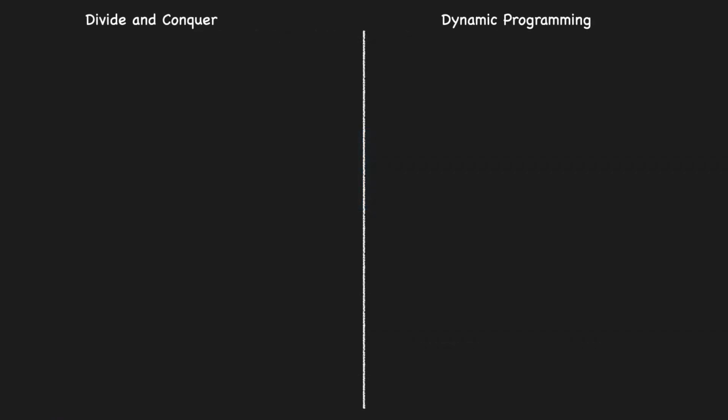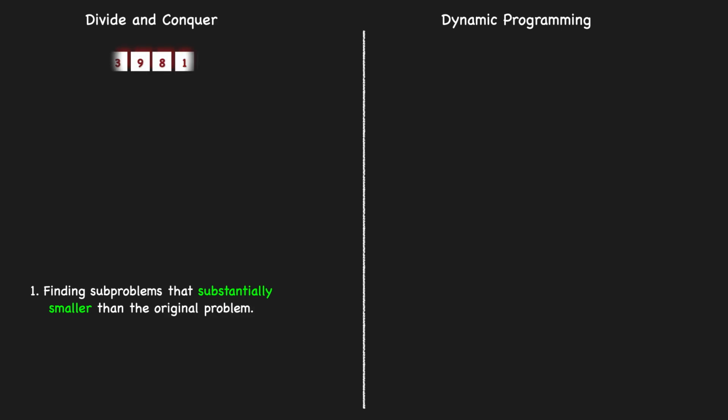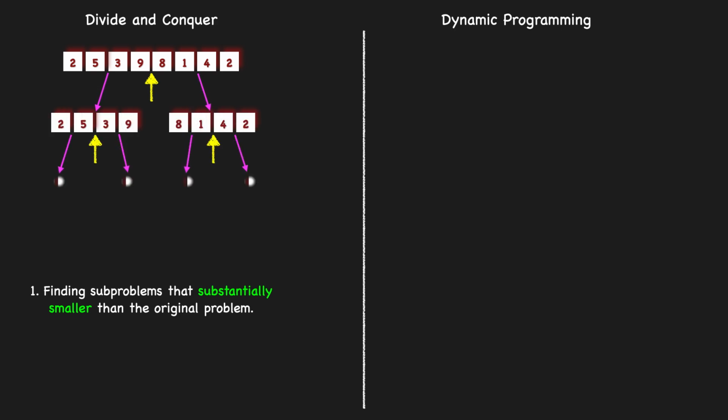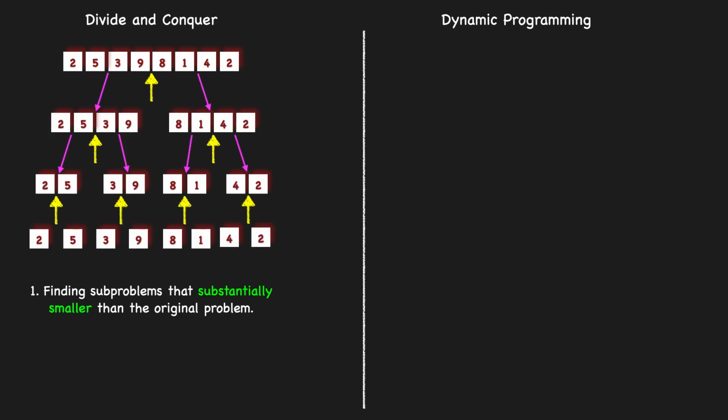So this is our last topic. Let's go over the differences between divide and conquer and dynamic programming algorithms. Divide and conquer algorithms are based on finding subproblems that are substantially smaller than the original problem. For example, if you look at the merge sort algorithm, it works by dividing the problem size in half at each step till the array is broken down into individual elements. These individual elements are then merged in a sorted order.